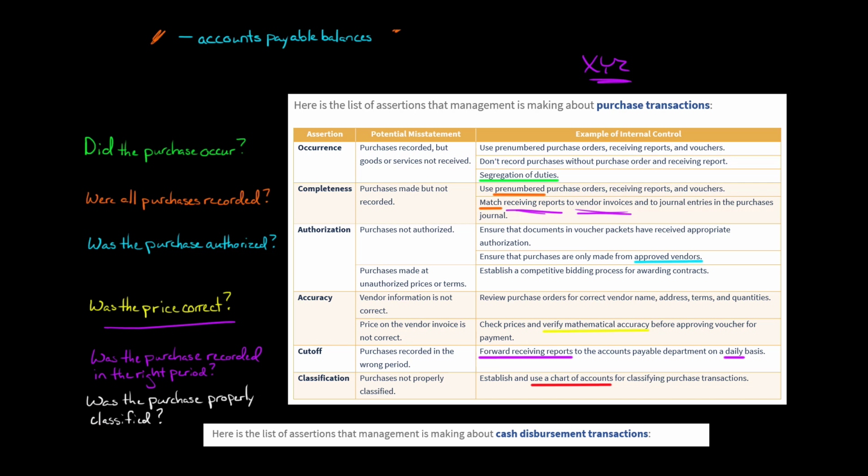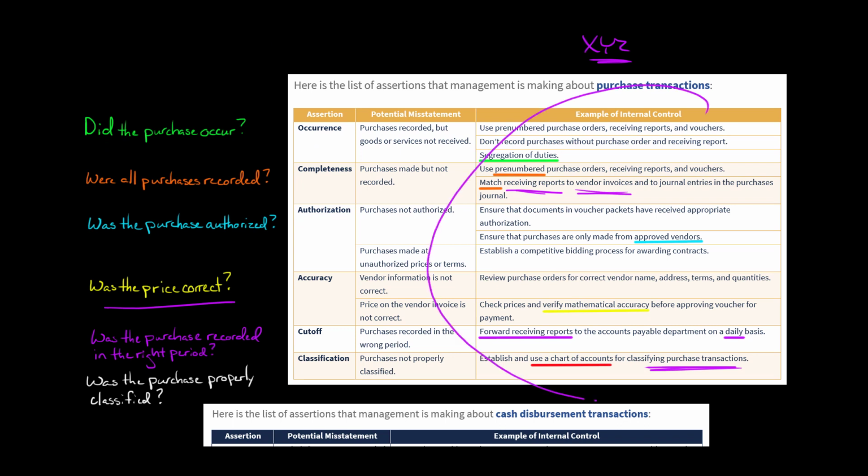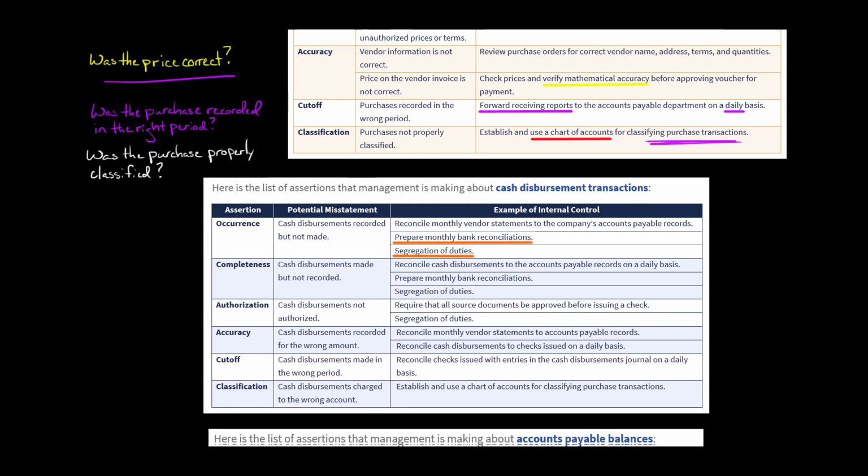And in terms of the classification assertion, was this purchase properly classified? Now, hopefully you've got the company using a chart of accounts. Almost all companies are using a chart of accounts. So you have them using a chart of accounts and then checking to make sure that they're properly classifying these purchase transactions. This is not an exhaustive list of every single internal control for purchase transactions. I'm just trying to give you specific examples.